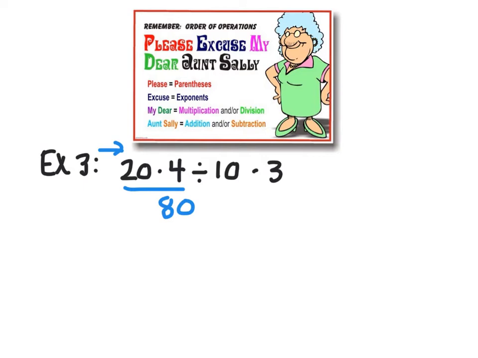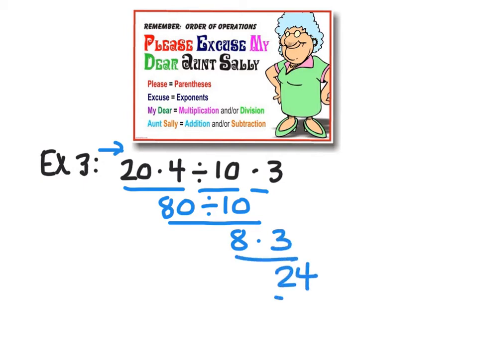Next we have division. So now we'll go 80 divided by 10, which is 8. And then finally we have multiplication with 3. So 8 times 3, this answer comes out to 24. Did you get that one? Okay, if you didn't get it, that's alright. That was a little bit of a toughie to start with. So let's try this one.